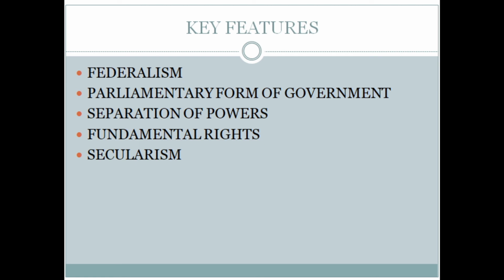In the right to freedom, it includes the right to freedom of speech and expression, the right to form associations, the right to move freely and reside in any part of the country, and the right to practice any profession, occupation, or business. In the right against exploitation, the Constitution prohibits human trafficking, forced labor, and employment of children under 14 years of age. In the right to freedom of religion, religious freedom is provided to all citizens.